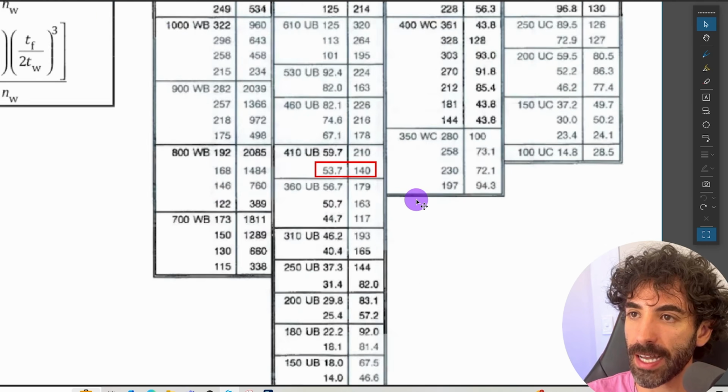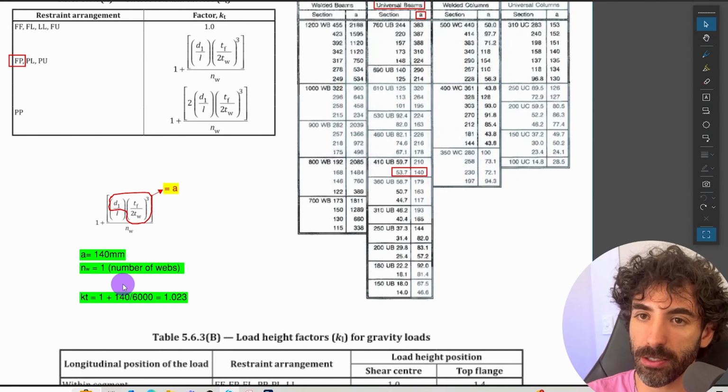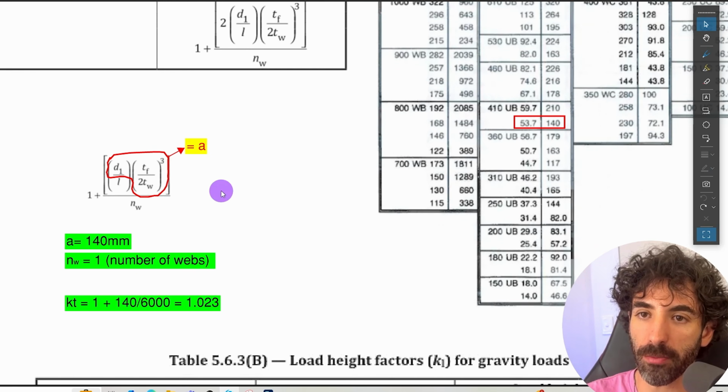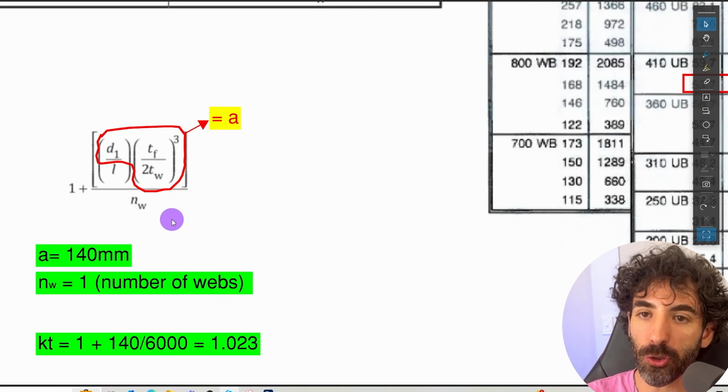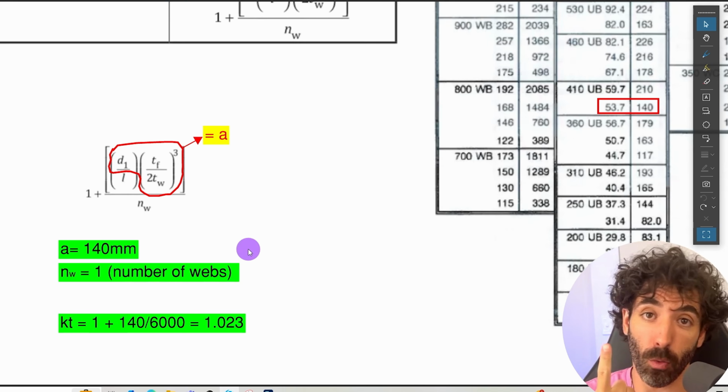Therefore, if we come down here to 410 UB 53.7, we know that the letter A equals 140 millimeters. So letter A, 140 millimeters. NW is the number of webs. So if it's a UB, we have 2 flanges and 1 web. So NW is equal to 1.